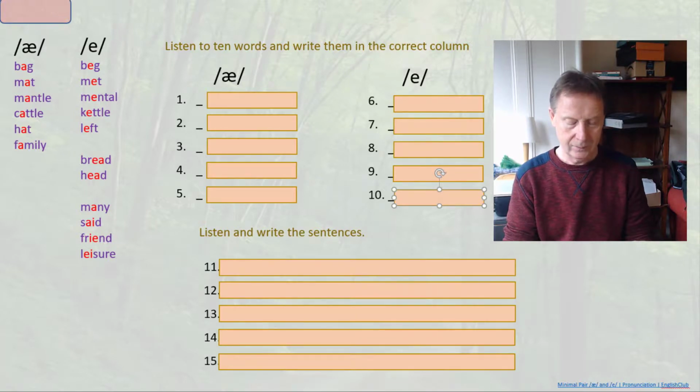14. He went to the leisure centre to relax. 15. He guessed where the treasure was.